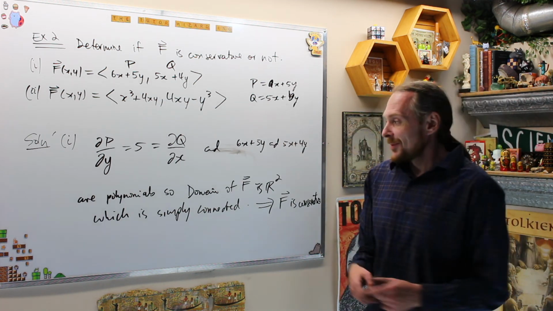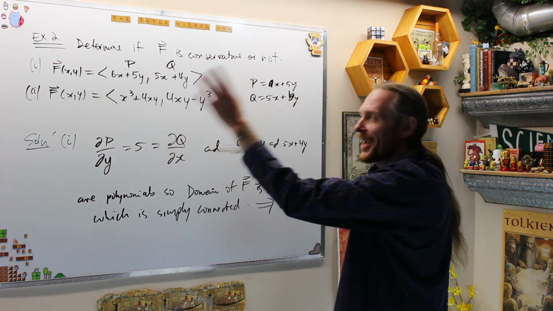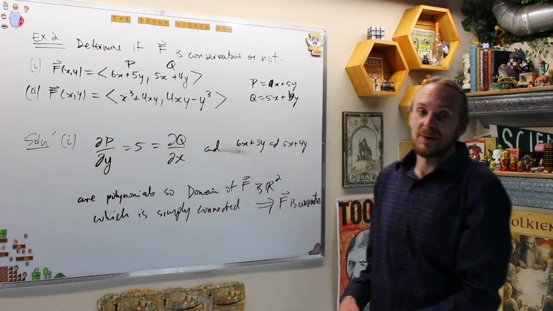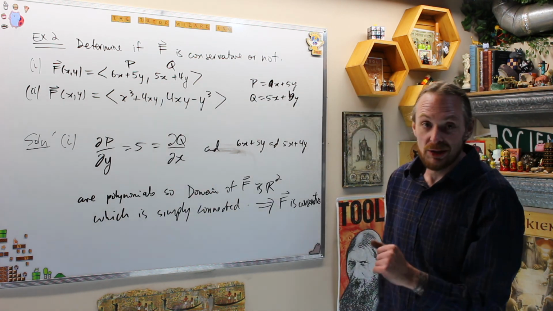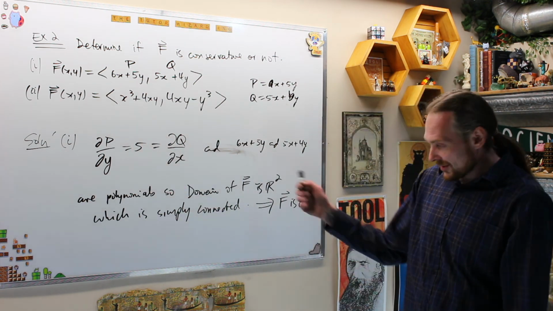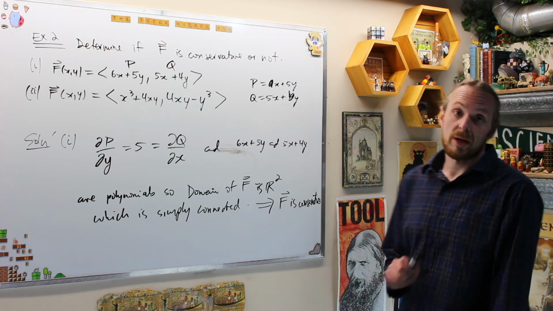Let's do the next one. What does this say? After checking both conditions, this is the one you're just like, and then conservative. Careful. What region did they give you, or what's the domain? If your domain is something weird and it has punctures, then this is no good. But this one happens to be polynomial, so our domain was all of R2, which doesn't have any holes, so it's simply connected, and therefore we're conservative.